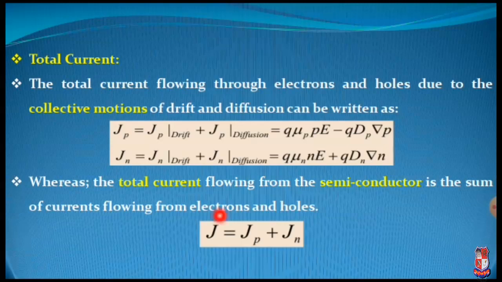Finally, you can end up with this equation: J is equal to Jp plus Jn, that means the sum of the individual currents of holes and electrons. So this was all about the drift and diffusion current mechanisms, and this question can be asked for 4 marks in your GTU examination.